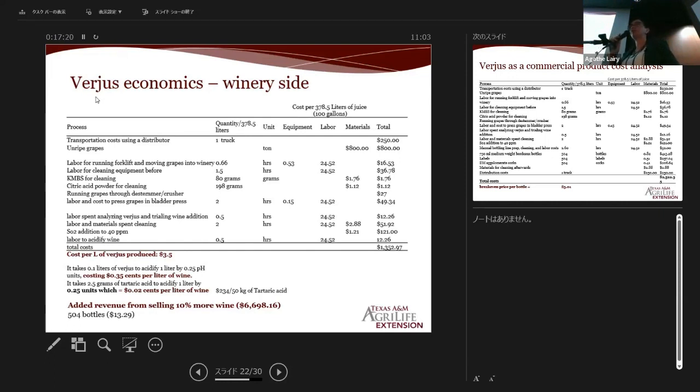However, with verjus, if you remember, we add about 10% by volume, and that means that we are increasing the final volume of wine by 10%, which means we have 10% more wine to sell. And in that calculation, that comes out to around 500 bottles, sold at a price of $13 per bottle, an average price, actually on the lower side for Texas. That would bring in an additional revenue of $6,698. So that would make sense economically to do that.